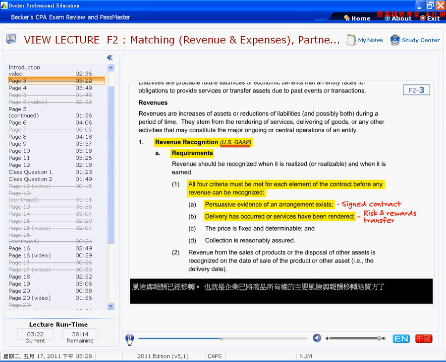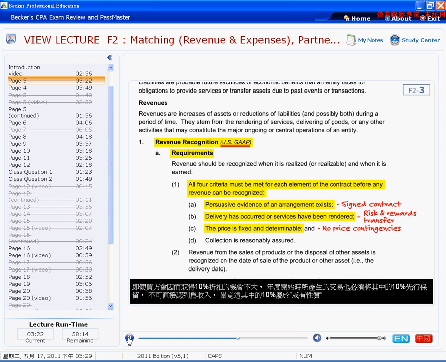All right, the third of the 4 criteria, let's highlight. The price is fixed and determinable. Let's highlight that. And then next to that, put down no price contingencies. Now, by price contingencies, we're referring to the idea that maybe they get a retroactive volume discount, like 10%. If you buy over $1 million during the year, we give you back 10% of whatever you paid. Then you've got to withhold 10% from being called revenue, even at the beginning of the year, even if it's remote that they'll ever hit that number.